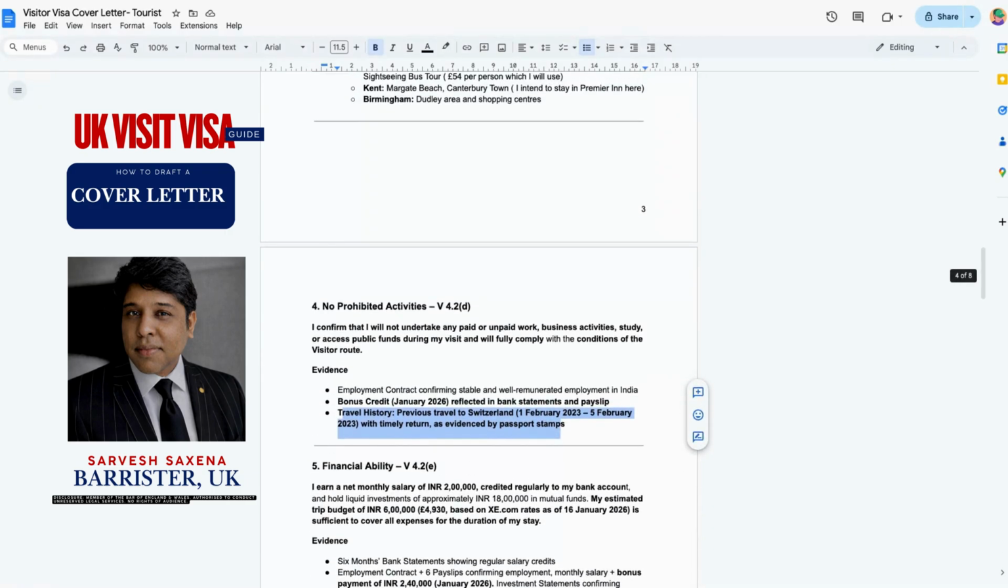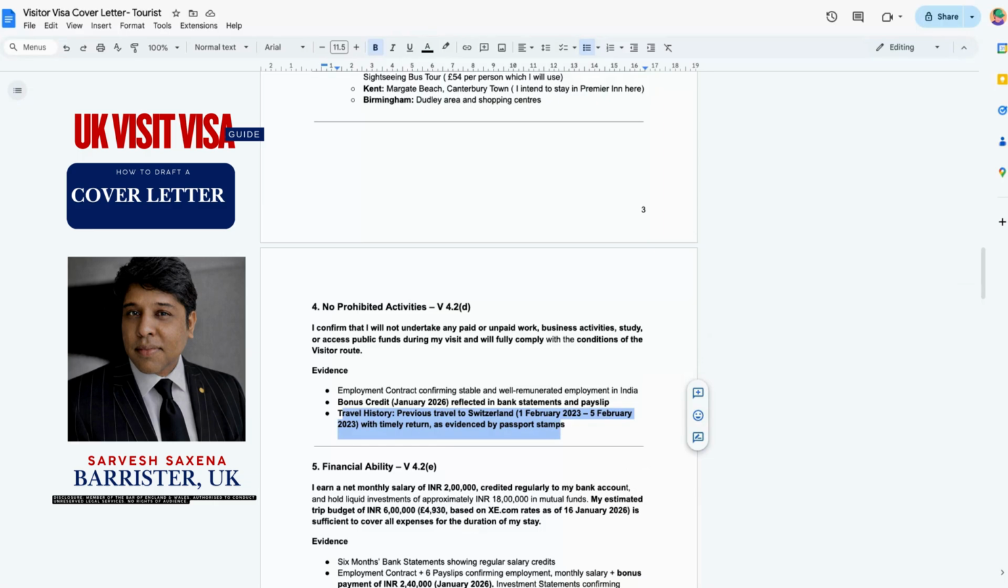Now the final point is financial ability. So they want to know that either you yourself or somebody who's a third party is going to be able to fund you for this trip, and you will be able to meet the expenses for the trip, and then you will safely return back to your home country.